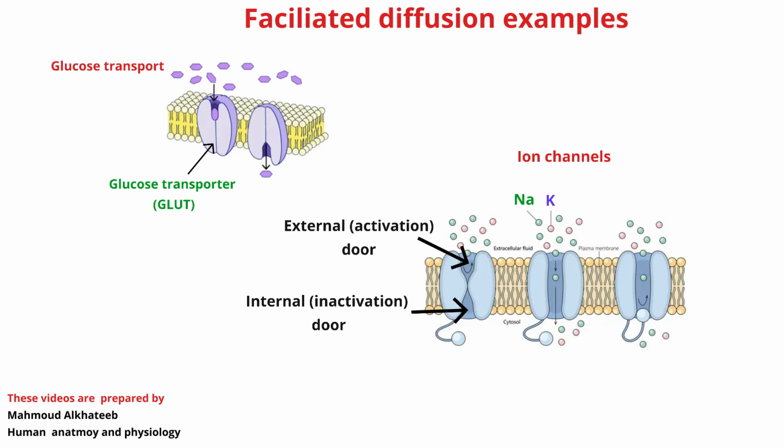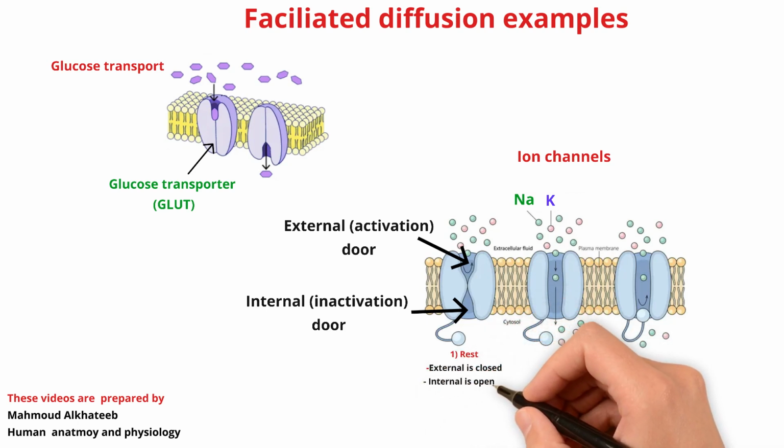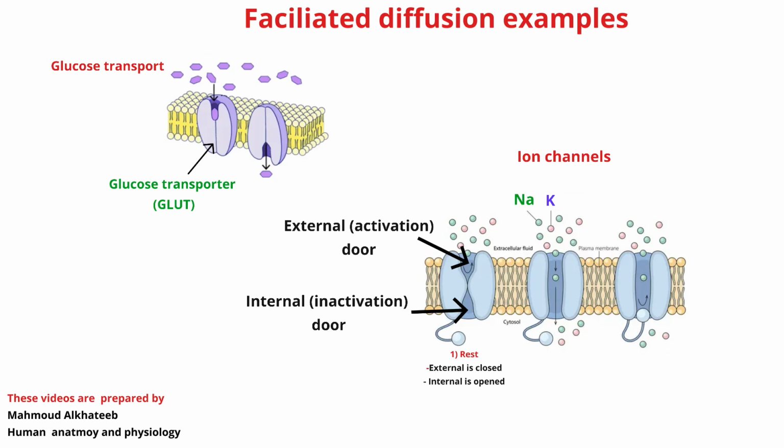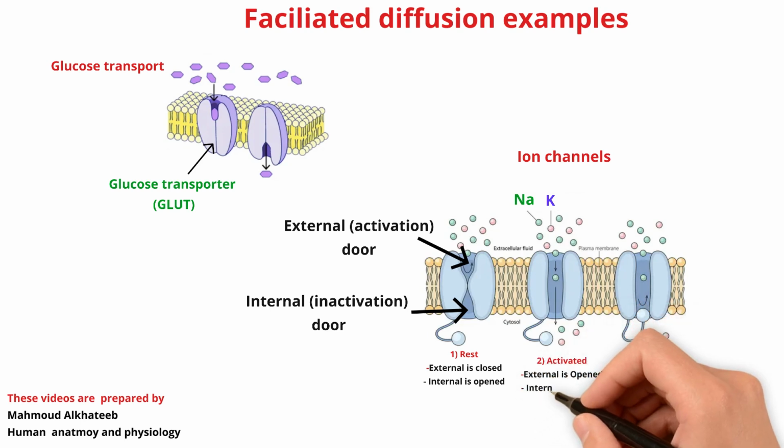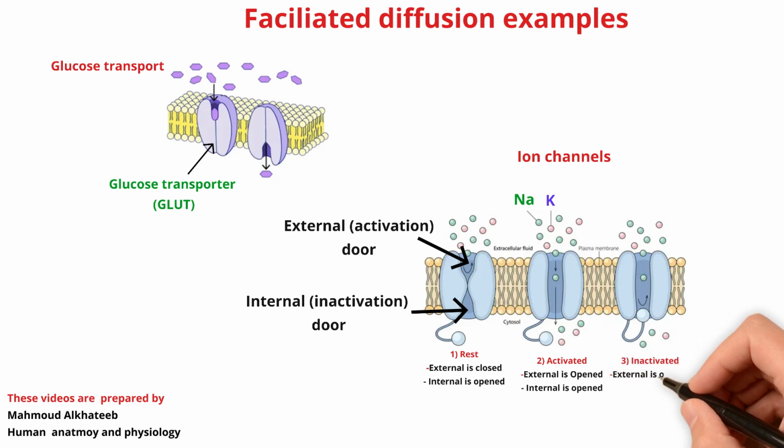The external and internal doors are also called activation and inactivation doors, respectively. When a channel is at rest, its external door is closed and the internal door is open, preventing ion flow. Upon activation, the external door opens to allow ions to pass. After activation, the channel is inactivated or locked by closing the internal door to prevent further ion movement and overactivation.